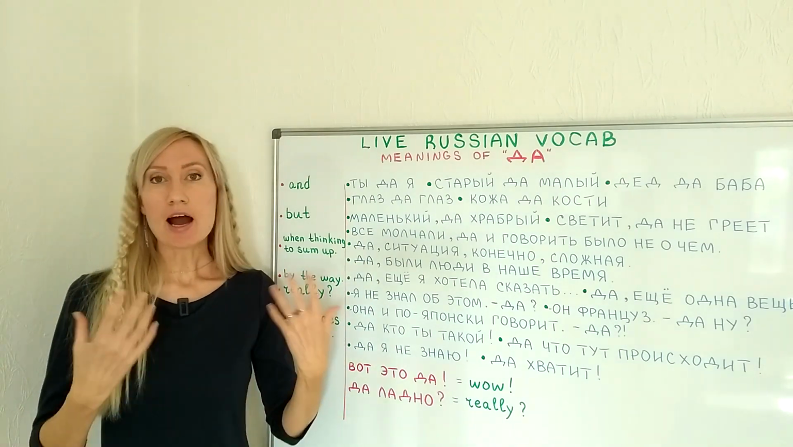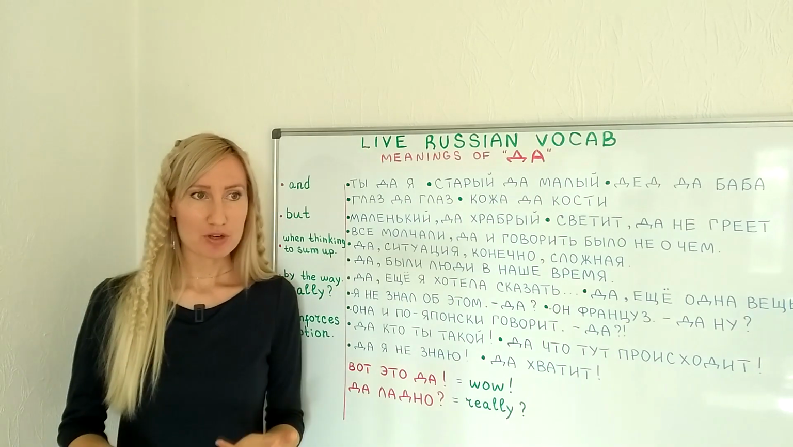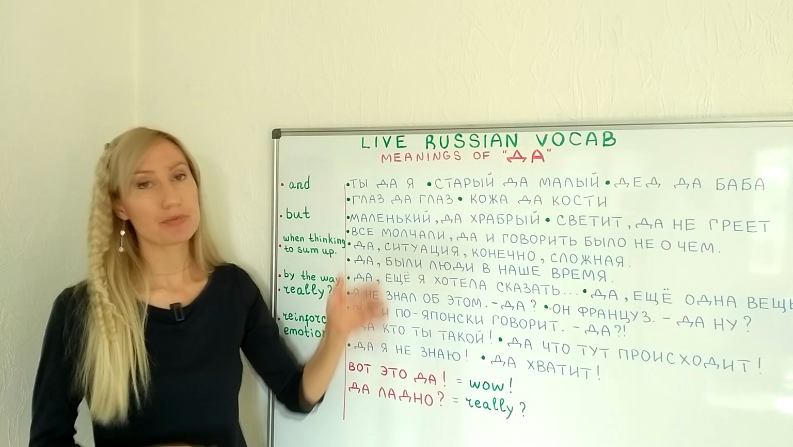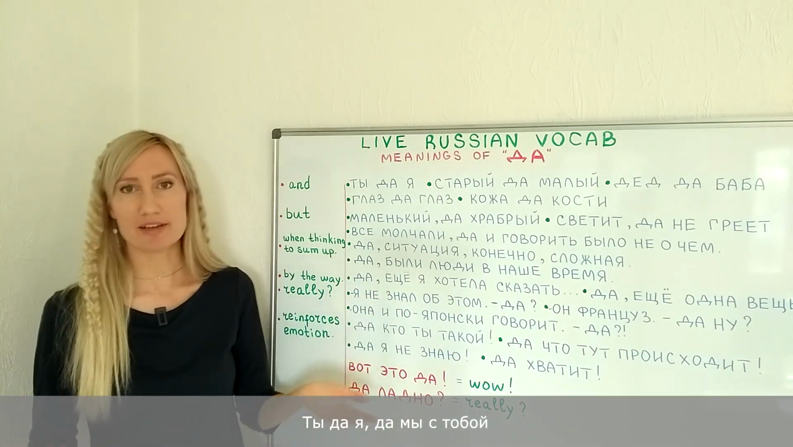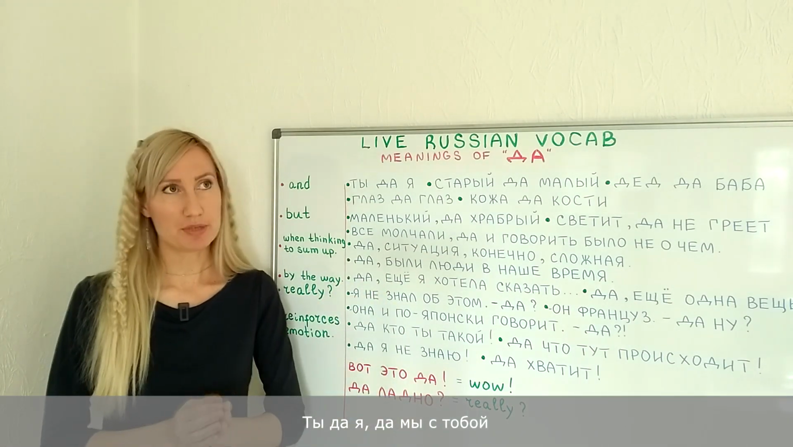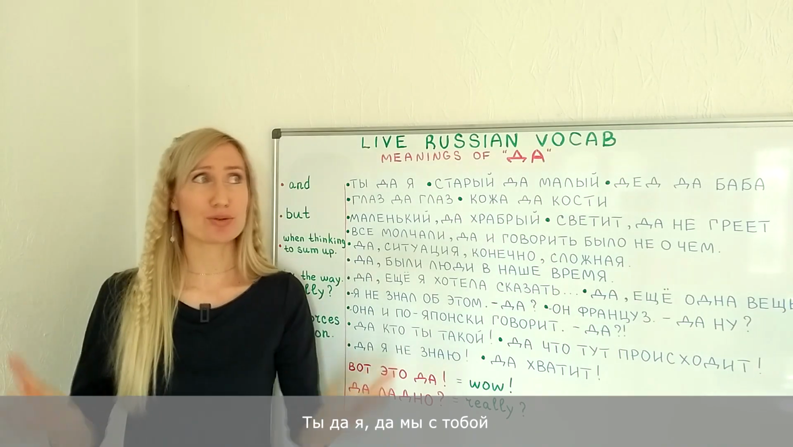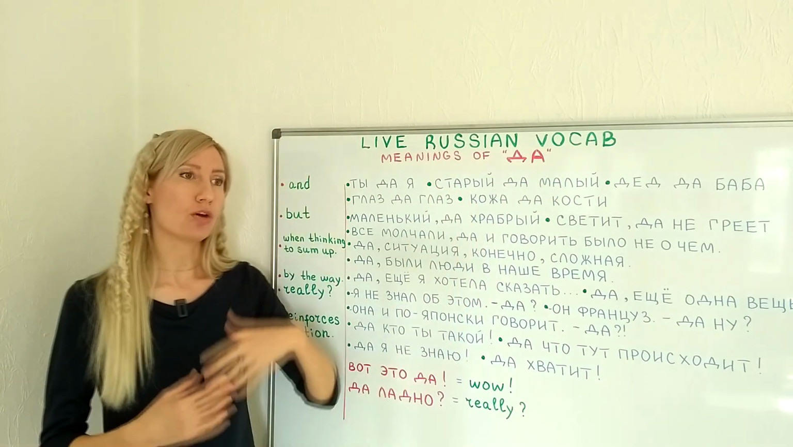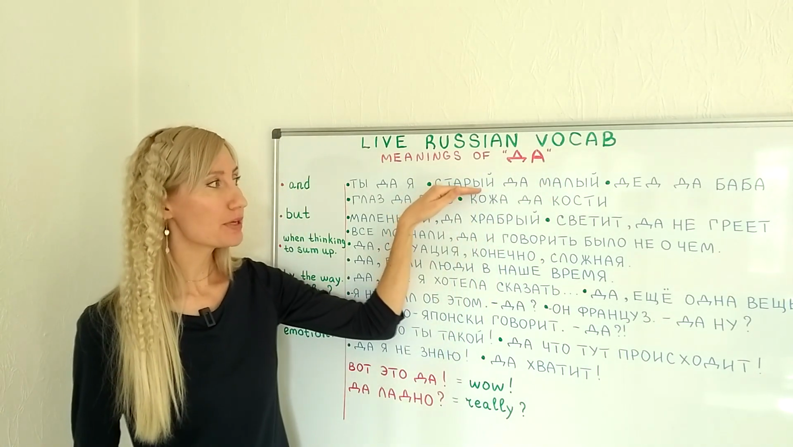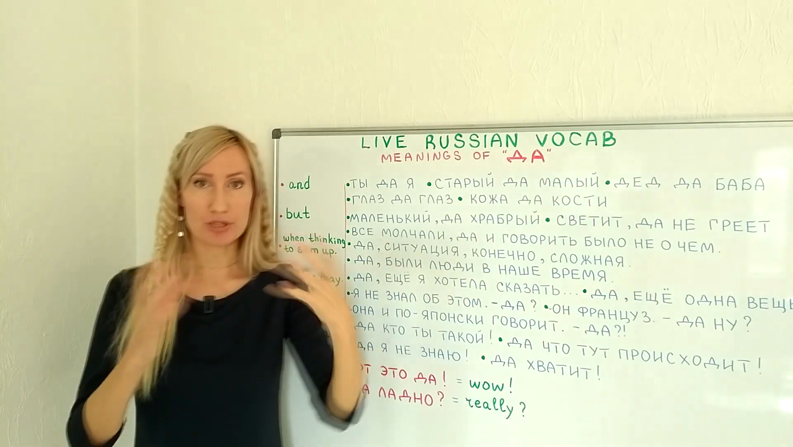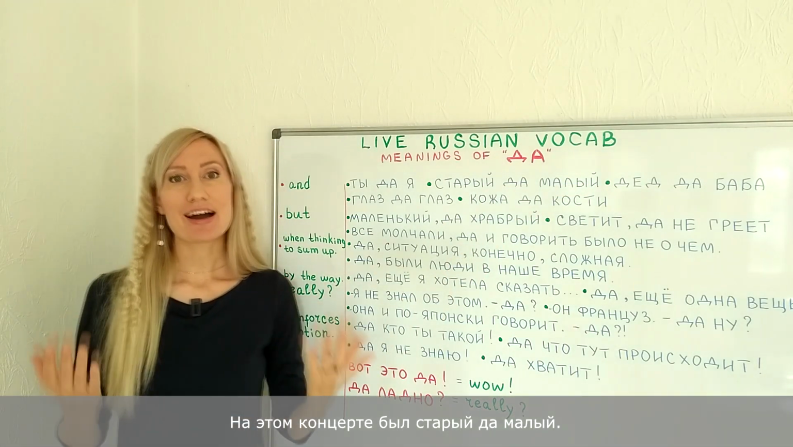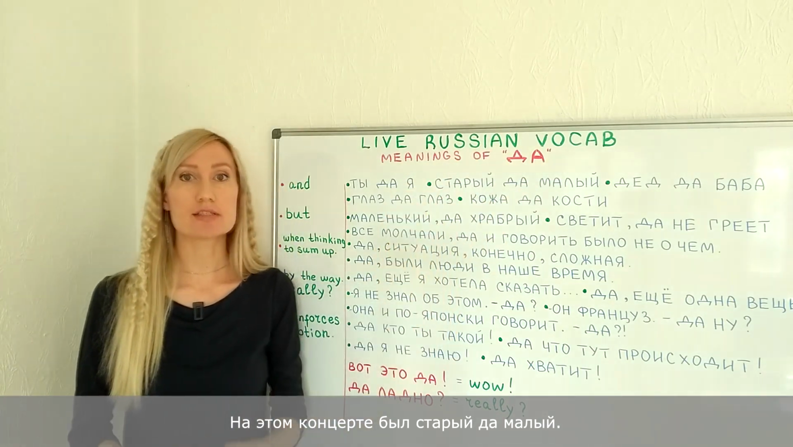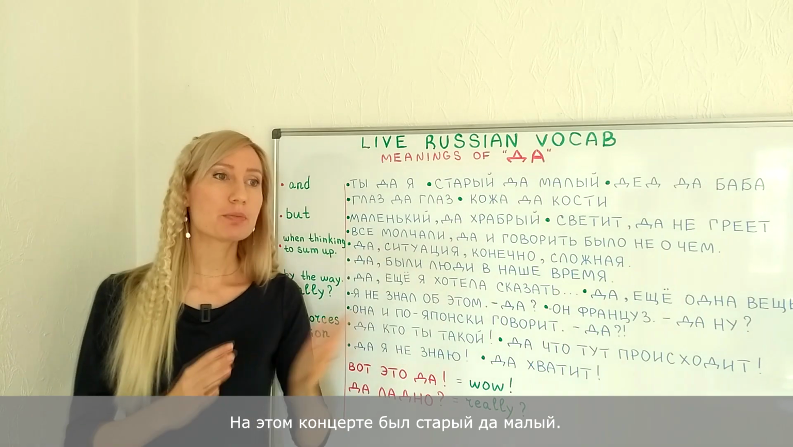But in our speech, some of the expressions remain with да. Ты да я, да мы с тобой. Yeah, this kind of expression, which means you and me and us together. Or старый да малый. Again, it's an older way to say old people and young people together. For example, на этом концерте был старый да малый. At this concert, there were older people and younger people.